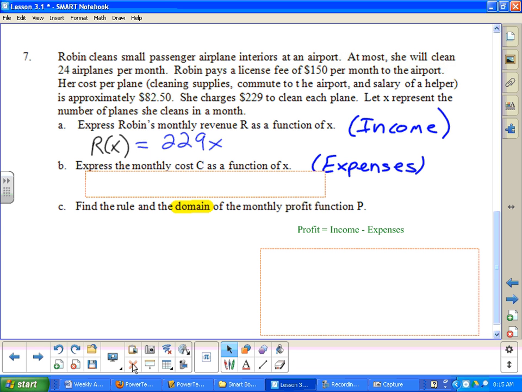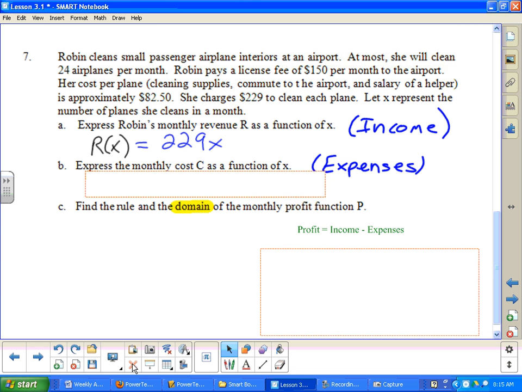We're talking about just how much money she brings in. That's her income. We're not talking about anything else yet. Revenue is only when somebody pays you money, however much they give you, that's it. You don't take anything else into account when you're talking about revenue.